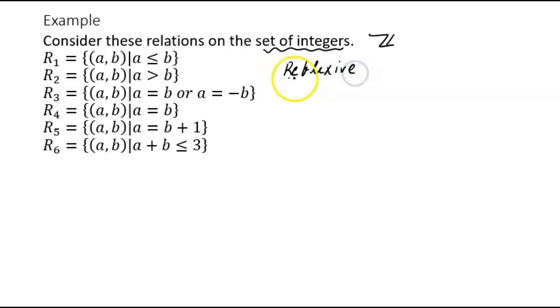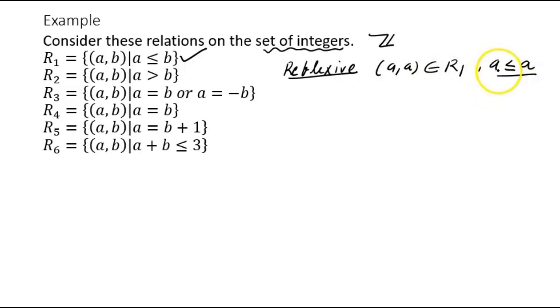So first, reflexive. Here we need to be slightly more abstract in our approach. R1 is defined as A comma B, where A is less than or equal to B. Certainly this relation R1 will contain all elements of type AA. Why? Because A is certainly less than or equal to A. So for all elements A belonging to the set of integers Z, A comma A will belong to R1. That is why R1 is reflexive.